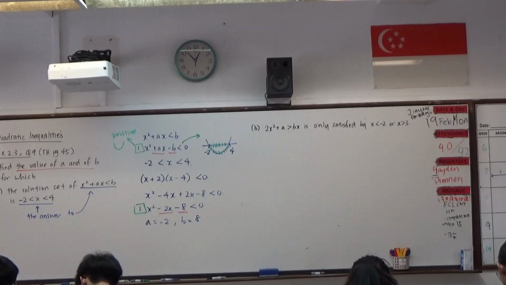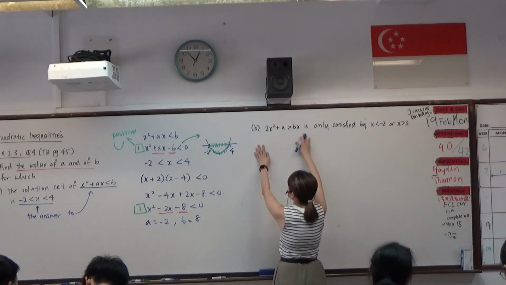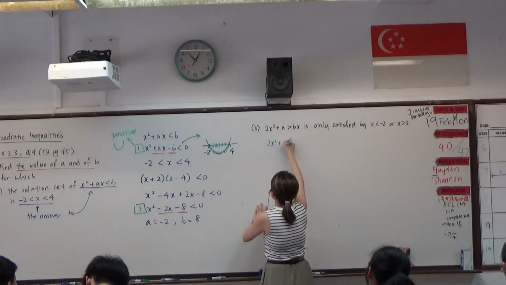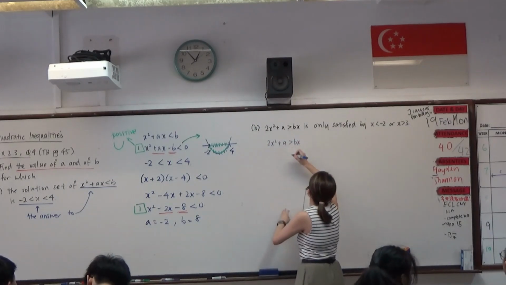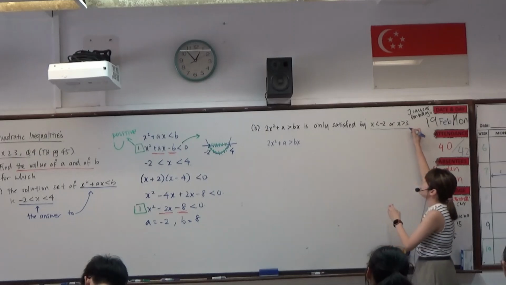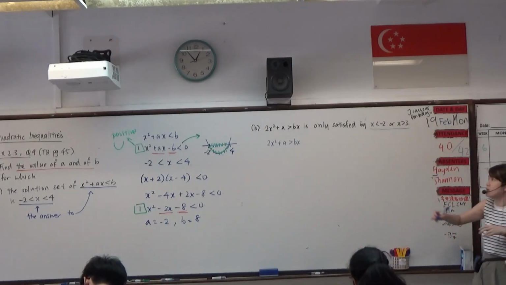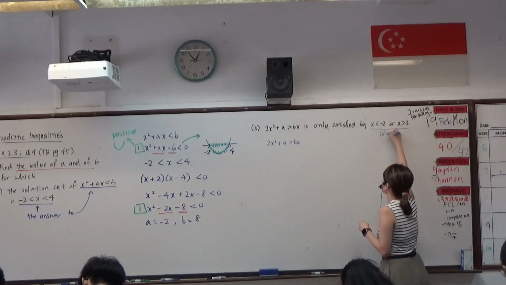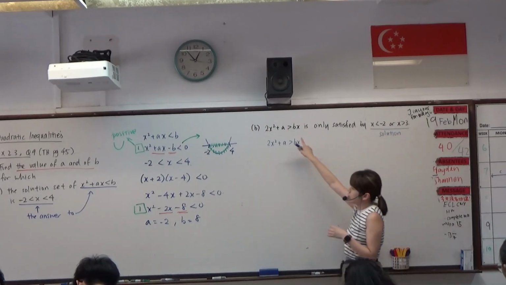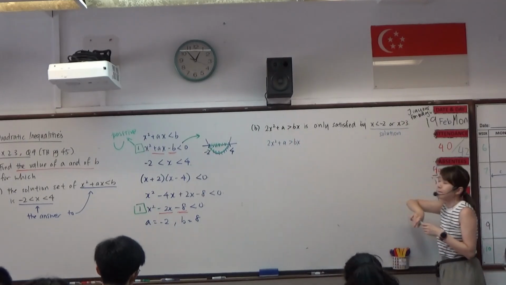Okay, we do one more, part b. In this case, we are given 2x squared plus a more than bx, and x less than negative 2 or x more than 3 is the solution to this inequality when we're solving it.